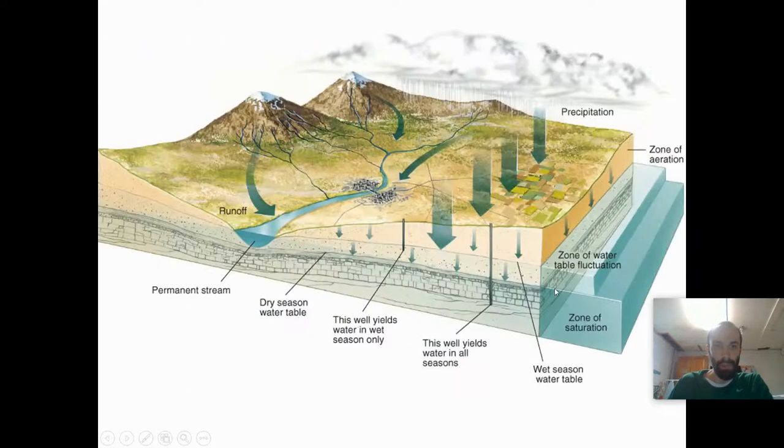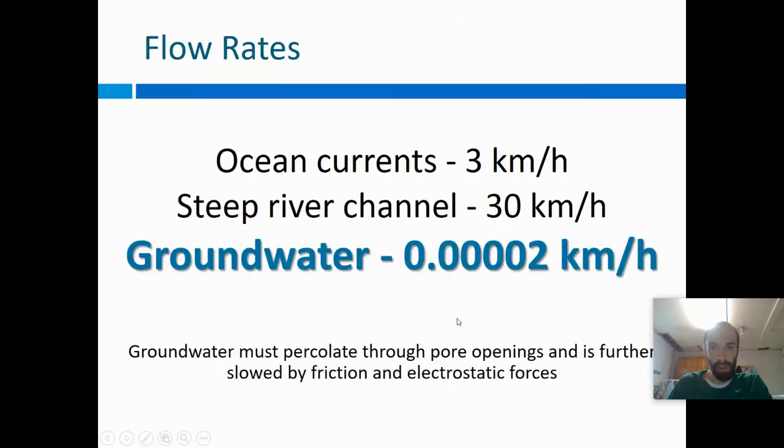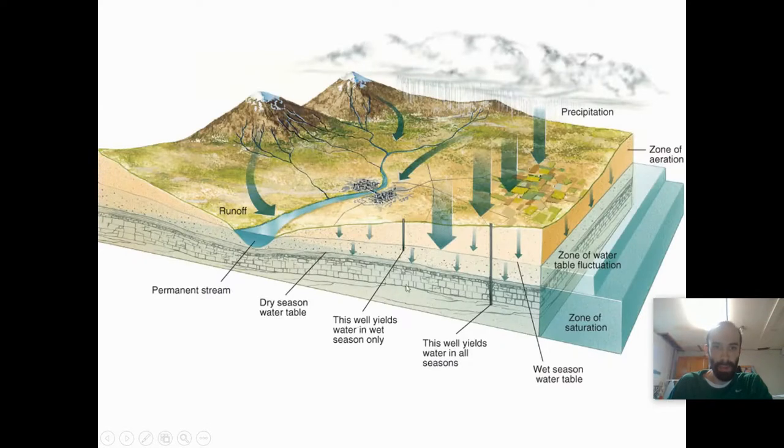Okay, so you can see this diagram actually shows all the same stuff. Please notice that the saturated zone, this area here, the zone of saturation, can go down pretty far below the ground, but usually there's some kind of barrier below it that's preventing it from going any lower, and that's typically bedrock. Okay?